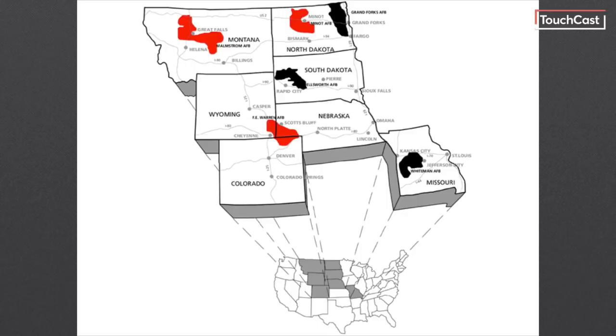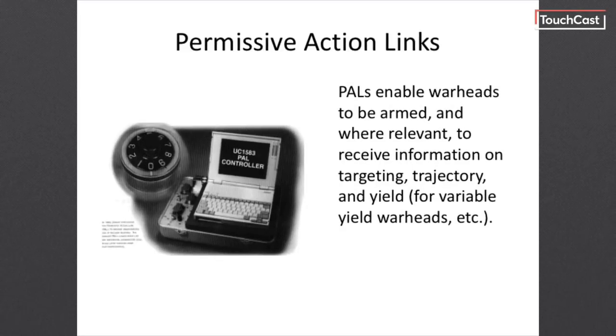So what we have now is we have the president giving the authority, and we would have then the codes coming to the military through the military system. And when they arrive at the warhead, each specific warhead has a set of codes that are unique to it. These are called permissive action links, or PALs. PALs enable warheads to be armed, to receive information on targeting, trajectory, and yield if the warhead is a variable yield warhead.